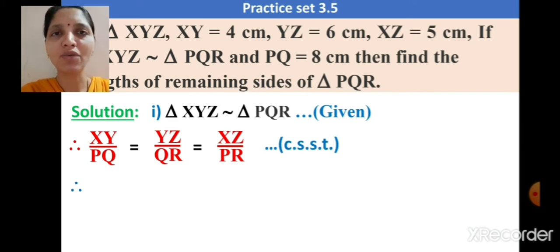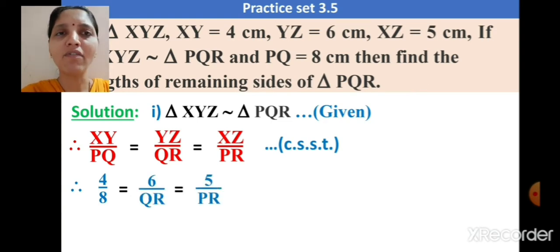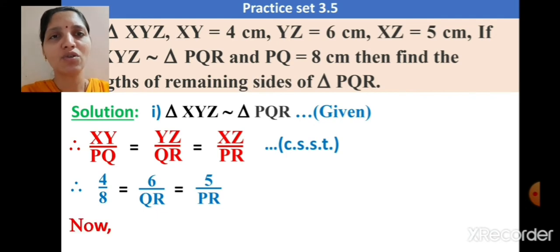Now let's substitute the values here. XY is 4 and PQ is 8. So you will get 4 upon 8 is equal to 6 upon QR is equal to 5 upon PR. Now to find out the length of QR, we have to consider the first two ratios. So you will get 4 upon 8 is equal to 6 upon QR.